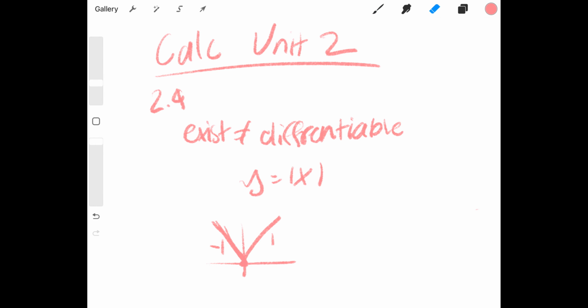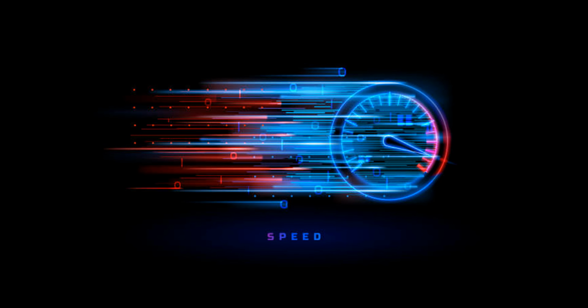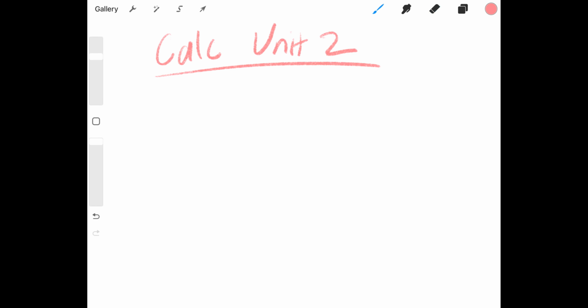2.5 is the beginning of where we start to speedrun taking derivatives, right? You don't always have to go through the whole definition of limits to find the derivative of every function. You don't need to expand everything and then condense it again. There's a lot of patterns we can use to find derivatives faster. 2.5 is about the power rule.